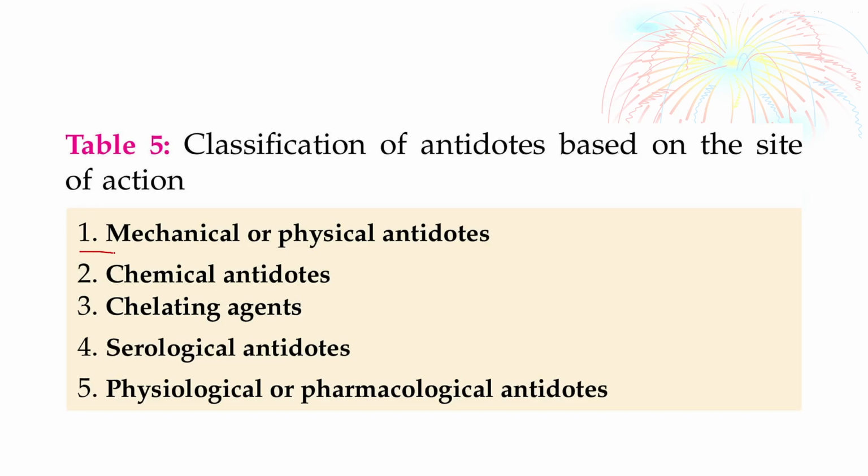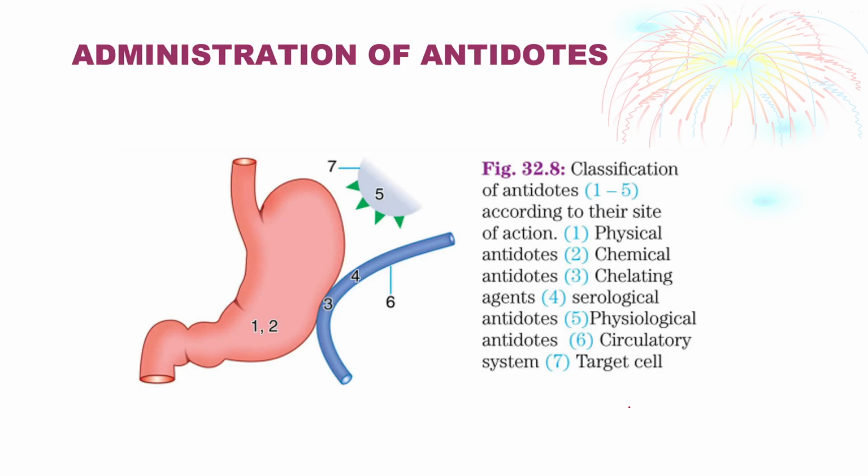We call them mechanical antidotes, chemical antidotes, chelating agents, serological antidotes, and physiological and pharmacological antidotes. These are different types of antidotes and very important for the exams. We'll be discussing each one of them separately. Again, according to the site of action, chemical and physical antidotes work when the poison is unabsorbed inside the stomach. 3 and 4, the chelating and serological antidotes, only work when the poison is inside the blood, and physiological antidotes work when the poison is acting on the target cell.